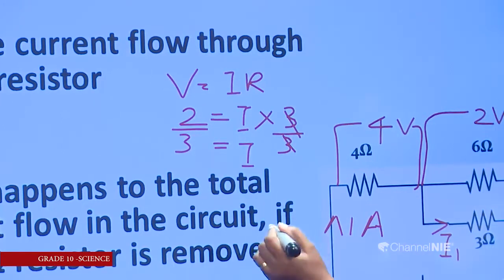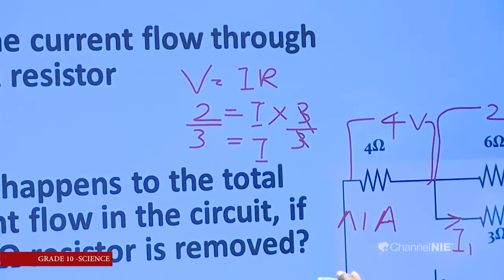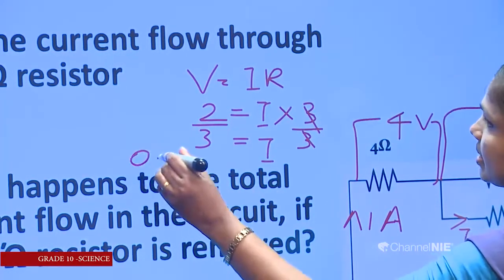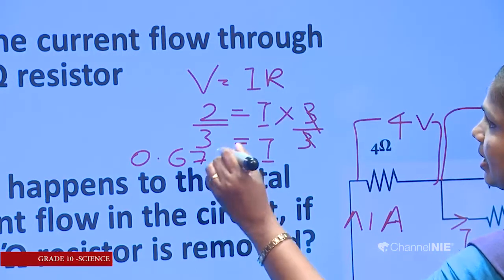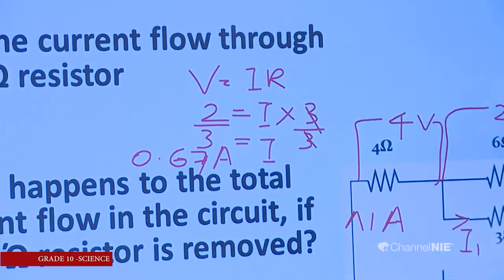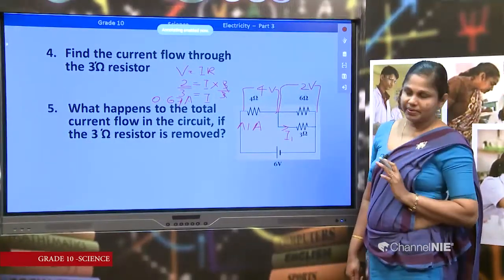2 over 3 is 0.666. That means 0.67 amperes. This is the current flowing through the 3 ohm resistor.